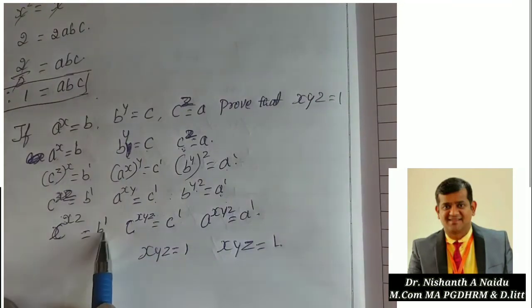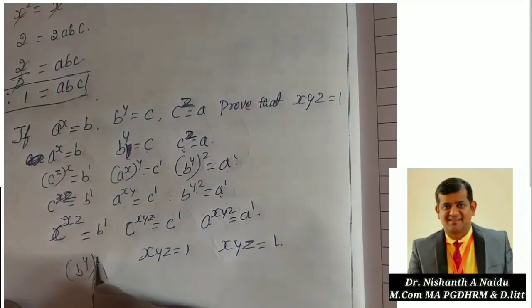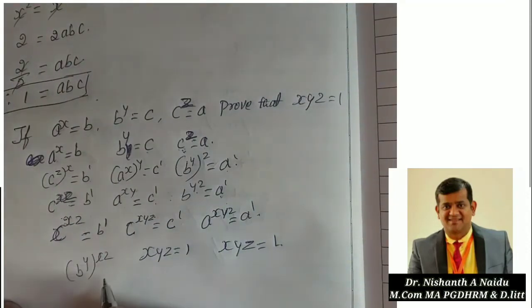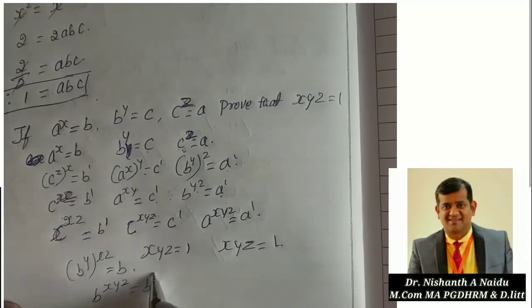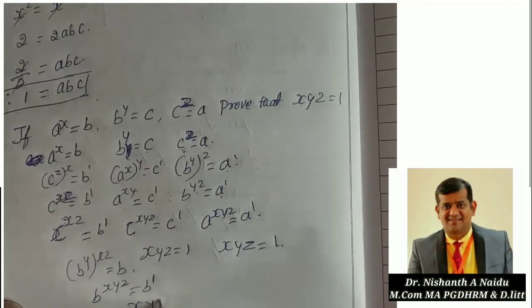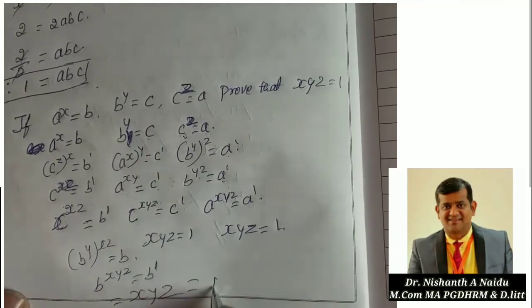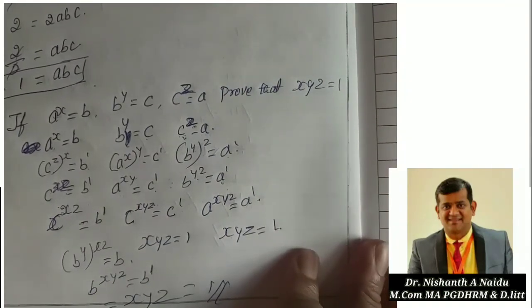So when you take that, b whole power, that is y whole power xz, that equals b, so b to the power of xyz equals b dash. Since b gets cancelled, xyz is equal to 1, okay.